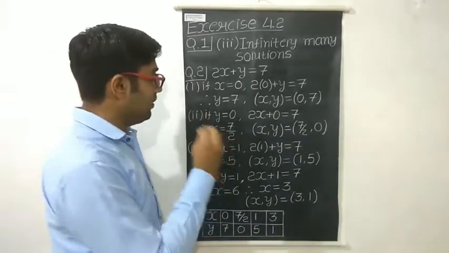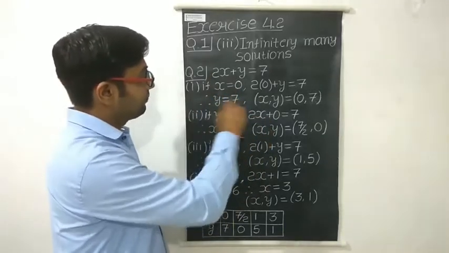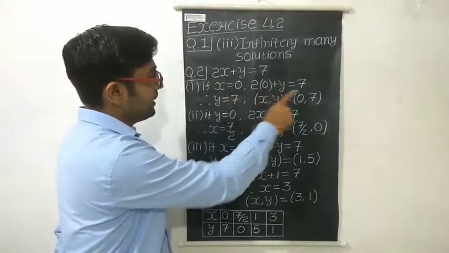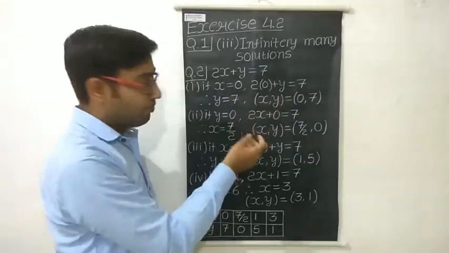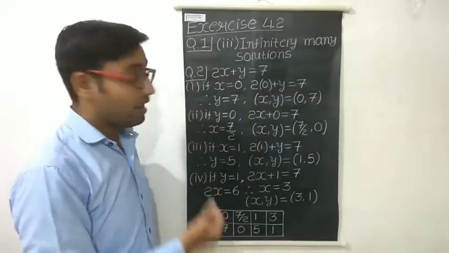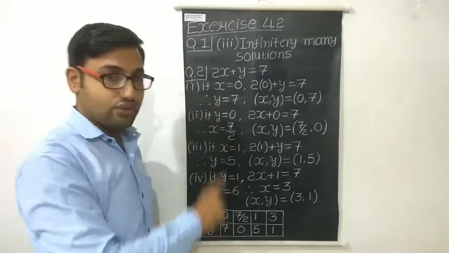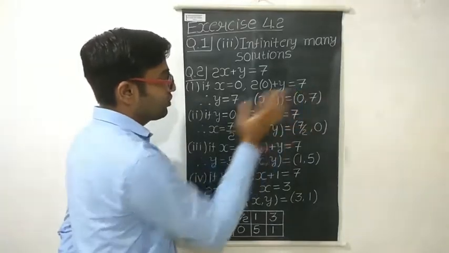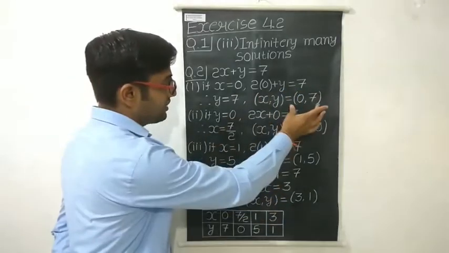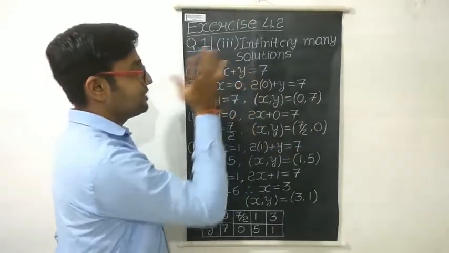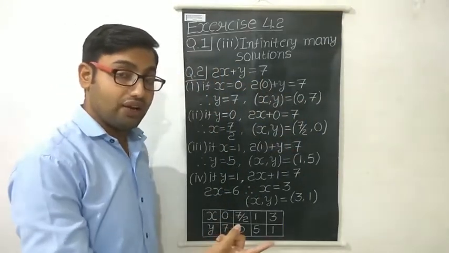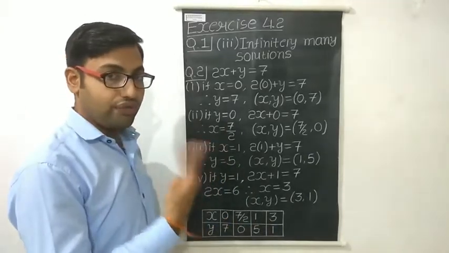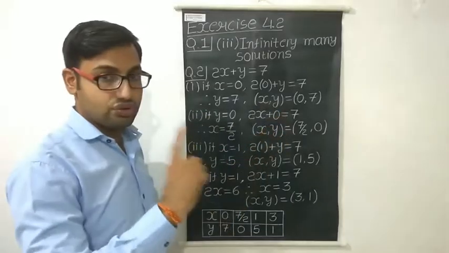Then if x is equal to 0, what will happen? We have to put x equal to 0 in this equation. So we get 2 into 0 plus y is equal to 7. 2 into 0 is 0. So what value of y do we get? y is equal to 7. So when we take x equal to 0, we get y equal to 7. So (x, y) is (0, 7). So this 0 and 7 are the solution of this linear equation. In this way we can find as many solutions as we want. Here we have to find only 4 solutions. So this will be the first solution.